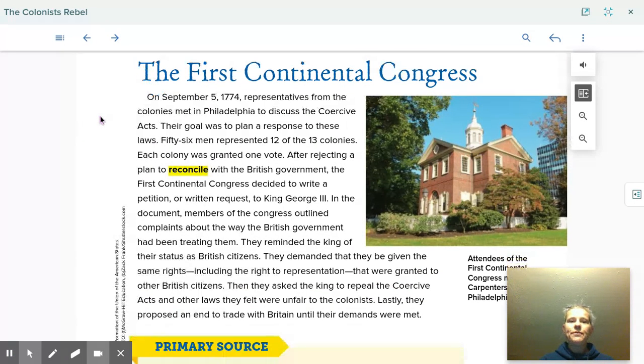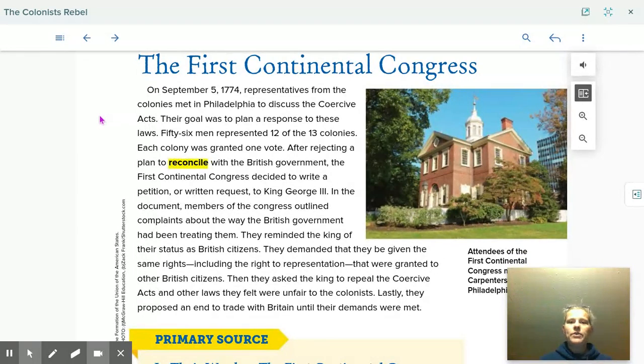On September 5th, 1774, representatives from the colonies met in Philadelphia to discuss the Coercive Acts. Their goal was to plan a response to these laws. 56 men represented 12 of the 13 colonies. Each colony was granted 1 vote. After rejecting a plan to reconcile with the British government, the First Continental Congress decided to write a petition, or written request, to King George III.